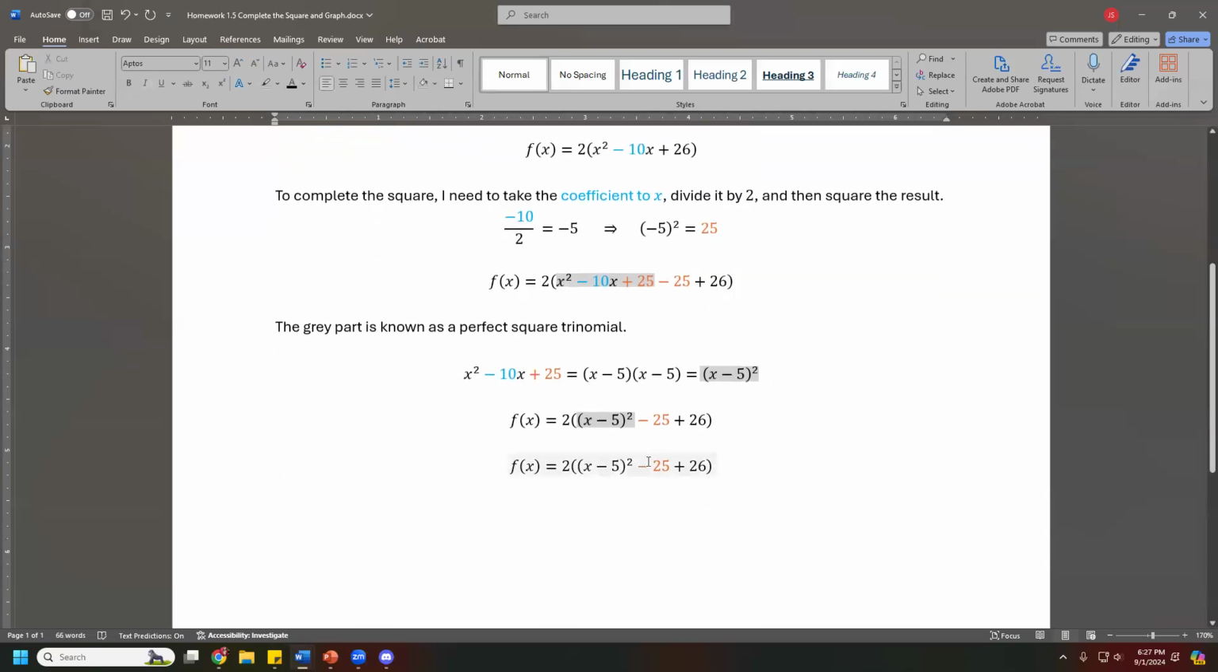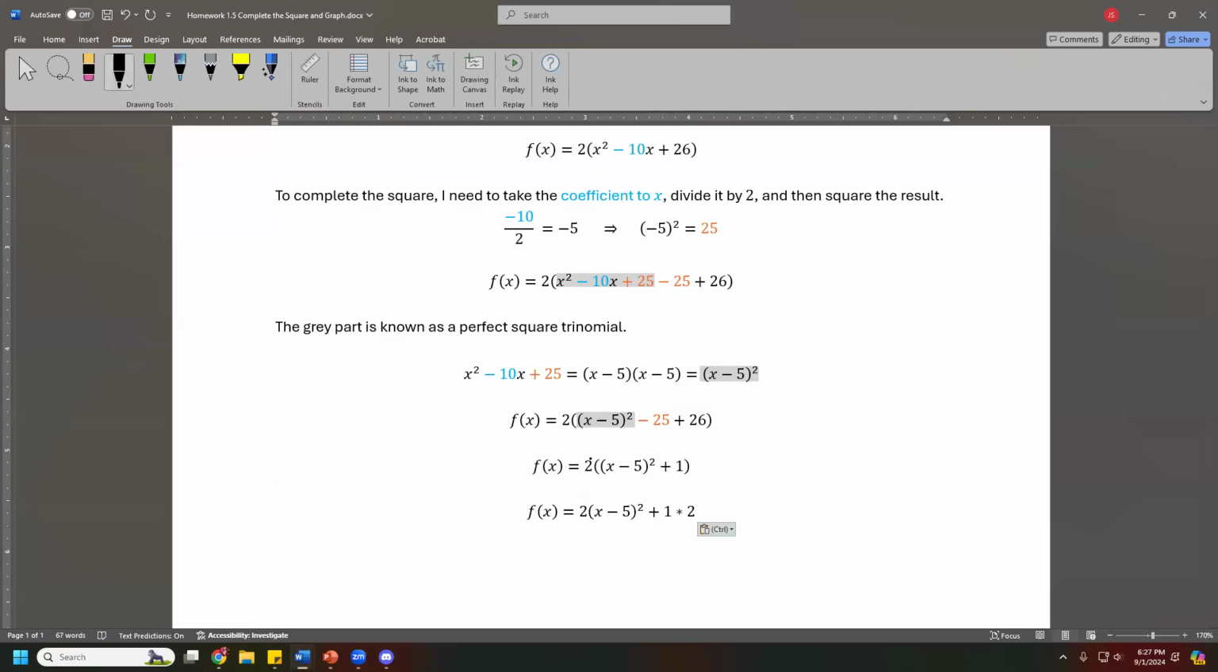So I'm just going to simplify now. I'm going to do -25 plus 26. So that's going to come out to just a +1. And I don't need that anymore. And now finally, I'm going to distribute this 2 inside the parentheses. So this 2 goes to the parentheses, the squared portion, and it also goes to the 1. So that's me distributing my 2 now.